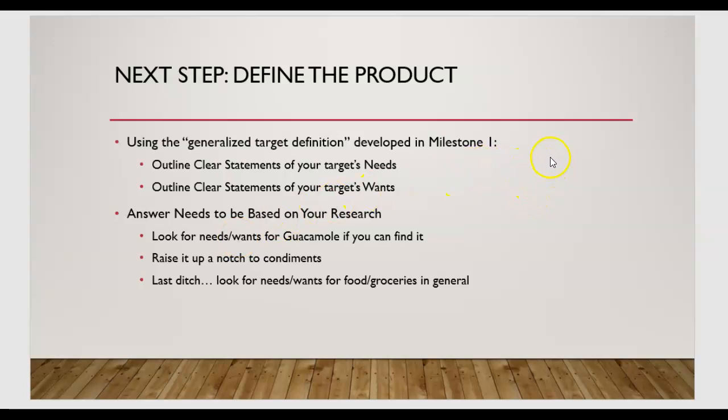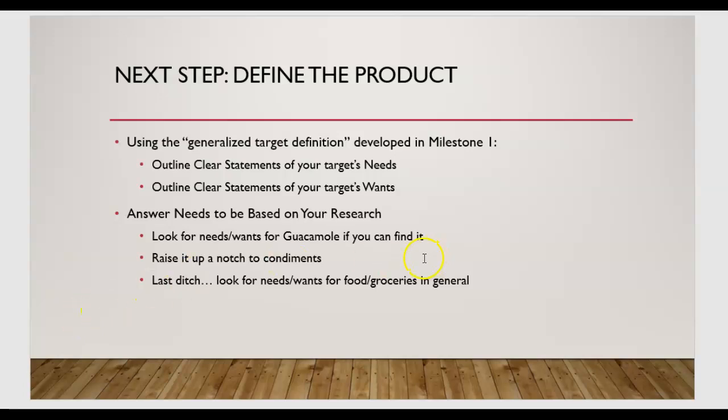But using that generalized target definition, you're going to outline clear statements of what your target's needs are in relationship to this product line, and outline clear statements of what your target's wants are. There's a difference between the two. Needs are what needs to be fulfilled. Wants are what they aspire to get. But your answer ultimately needs to be based on your research. So look for the needs and wants for guacamole buyers, specifically your target market.